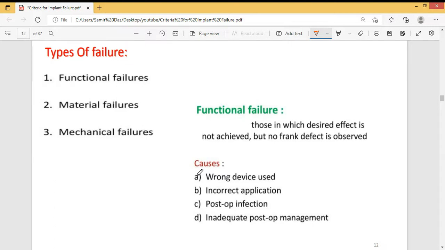So welcome class, welcome to Samir Critic. So today we will basically discuss the failure of implants.